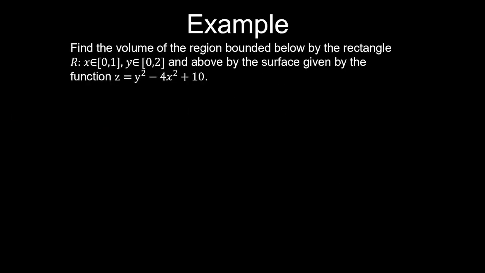Let's find the volume of the region bounded below by the given rectangle and above by the surface given by the following function. So what we do is integrate the function being y squared minus 4x squared plus 10 with respect to y or x, because the integral would be equally easy to evaluate. So we'll just integrate with respect to x from x equals 0 to 1, and then integrate the result with respect to y from y equals 0 to 2.